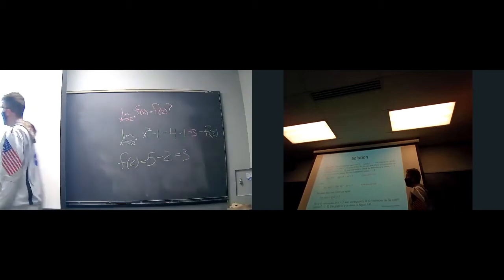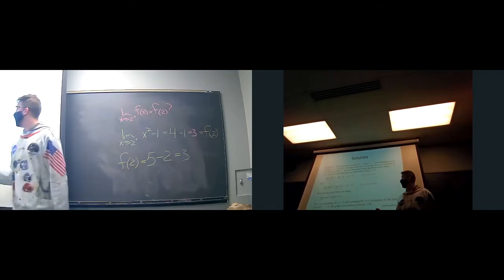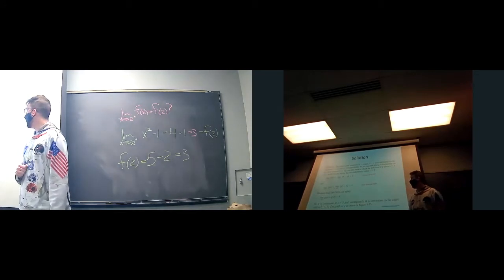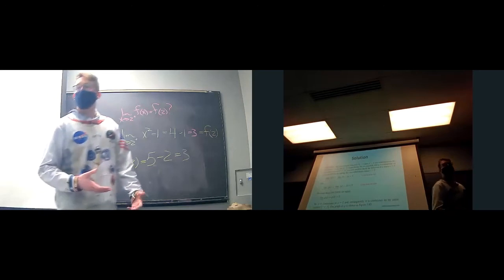So, looking at everything, the limit from the right is going to be 3. The limit from the left is going to be 3. The limits agree, and they're equal to the function value. So we know that the function is continuous. Is everybody cool with this?